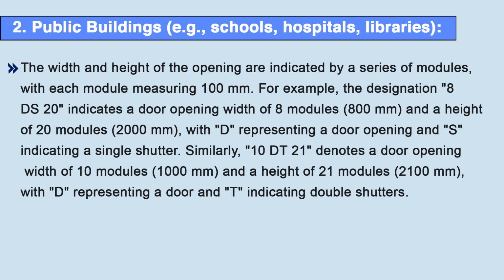Height is 20 module, means the height will be 2000 mm. D represent door opening as indicating single shutter. Here in 8DS20, D represent door opening, S represent single shutter. Now, we see the next designation.